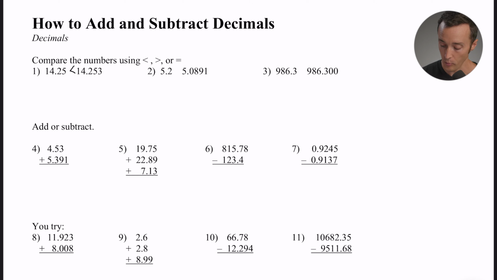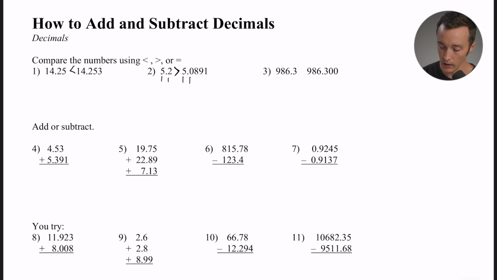And what about 5.2 compared to 5.0891? Well, this number is actually larger, and the reason I know that, a lot of people would look at that and think, well, the second number looks larger, there's a bunch of digits after that. That's true, but just start at the beginning. 5 compares to 5, those are the same. How about 2 compared to 0? 2 is bigger than 0, so it doesn't matter how many other numbers you string out after that, the 5.2 is going to be the bigger number.